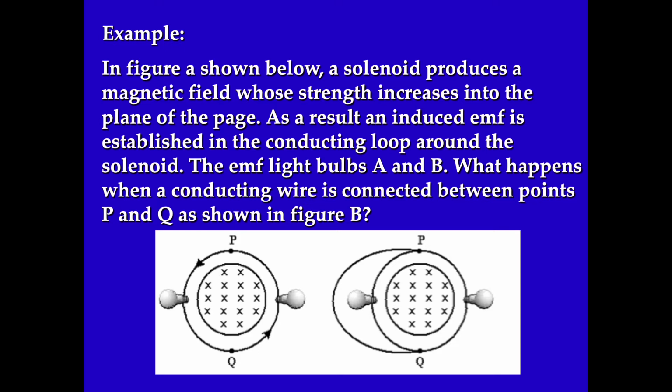What happens if I take a wire and connect it between points P and Q as shown in the figure? Do the two light bulbs stay on? Do they both go off? Or does one of them go off? That's the question. Unfortunately, I'm not able to demonstrate this.